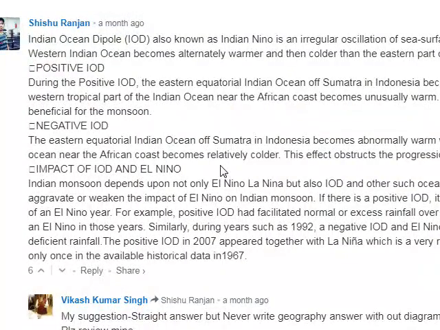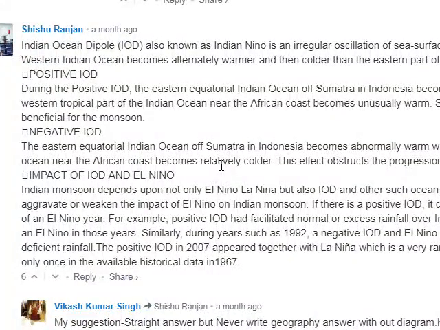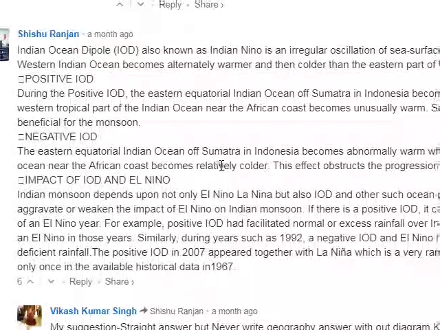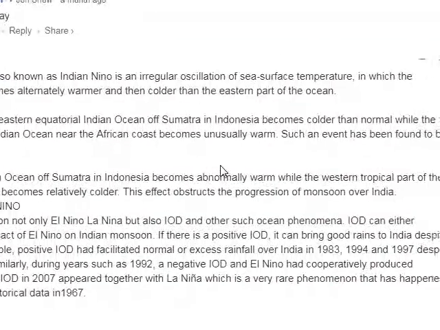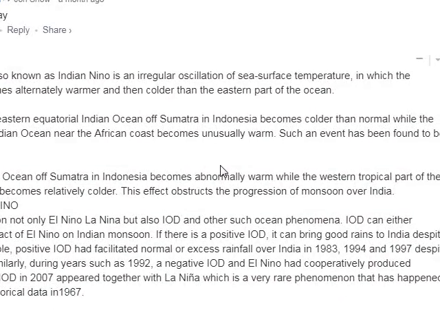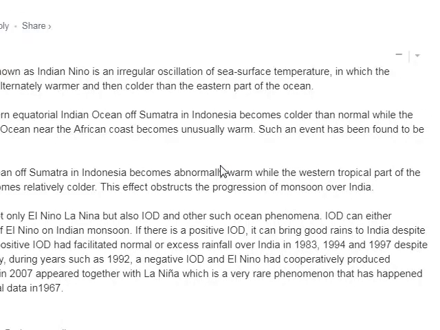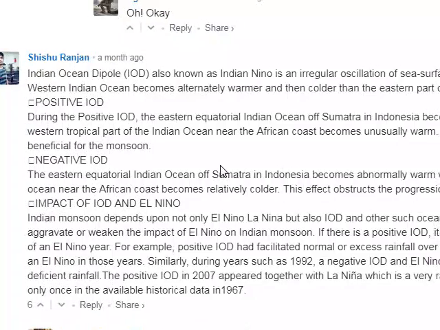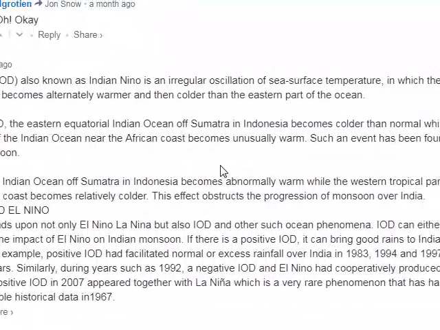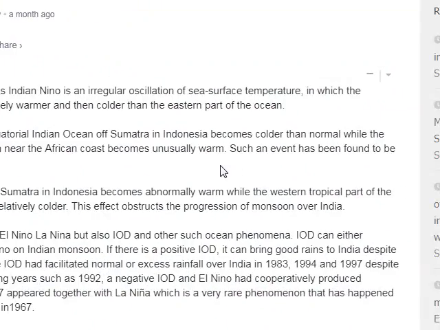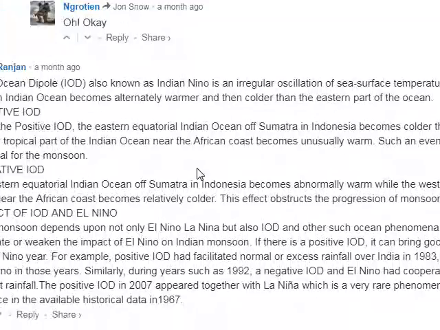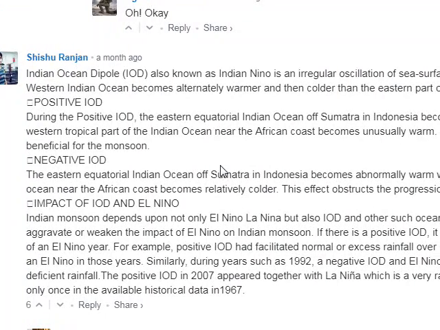Positive IOD. During the positive Indian Ocean Dipole, the eastern equatorial Indian Ocean near Sumatra and Indonesia becomes colder than normal, while the western tropical part of the Indian Ocean near the African coast becomes unusually warm. Such an event has been found to be beneficial for the monsoon.